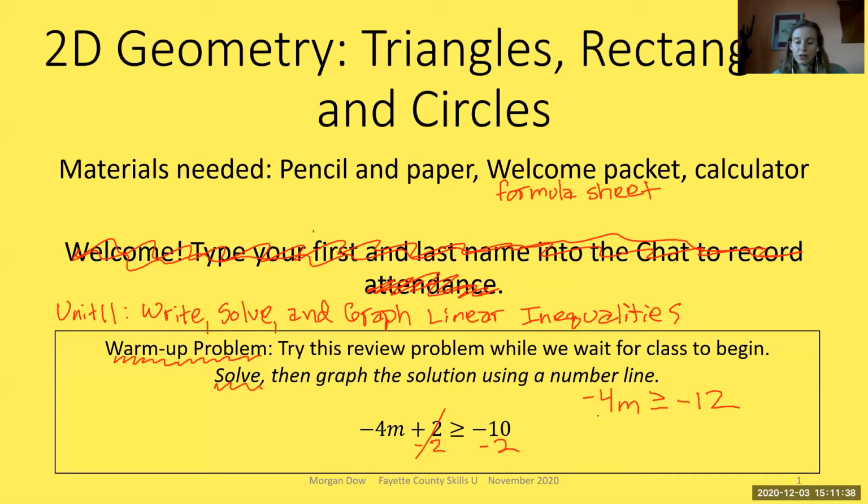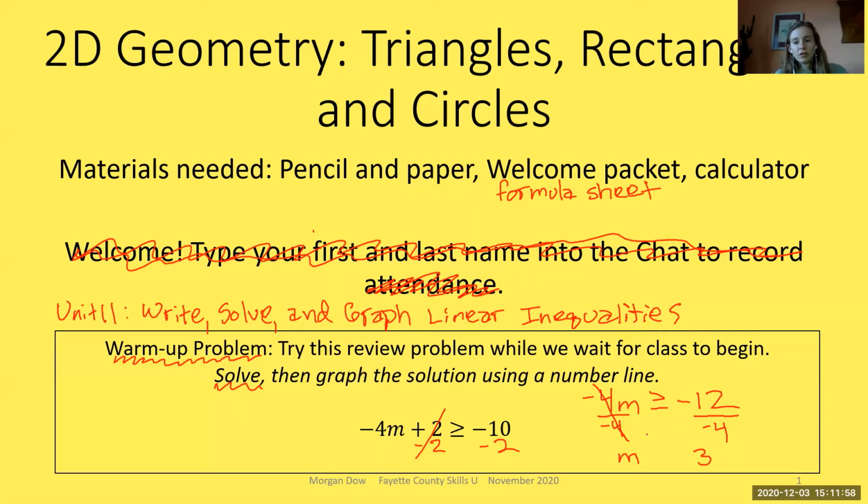So to cancel out the multiplication, I'm going to divide. That will cancel out that multiplication with negative 4. We got to do the same thing to both sides. So over on the left side, all we have remaining is m. Over on the right side, negative 12 divided by negative 4 gives us 3.